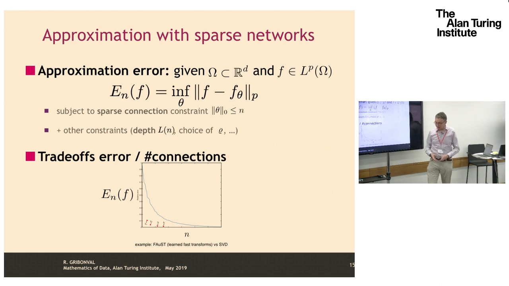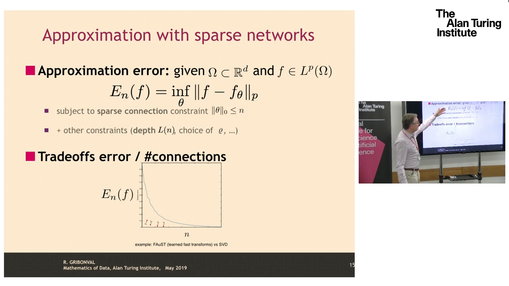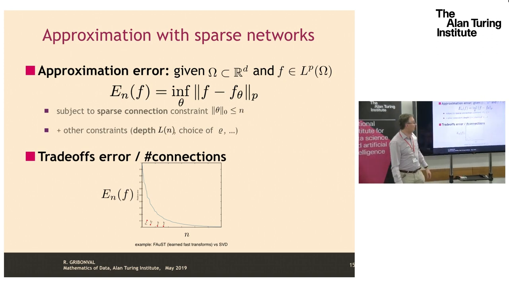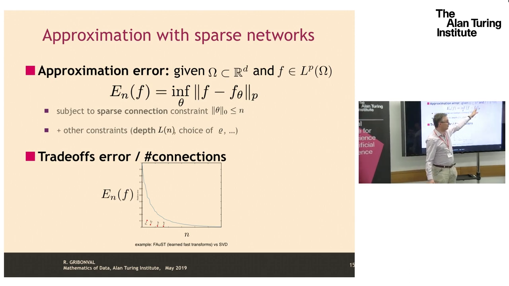So the problem can be formalized as follows. You're given maybe some domain in R^d, or maybe the whole R^d, and a function that's in L^p of this domain. What you would like to understand is, how well can I approximate this function by the realization of a network with no more than n connections? So that's the basic problem.